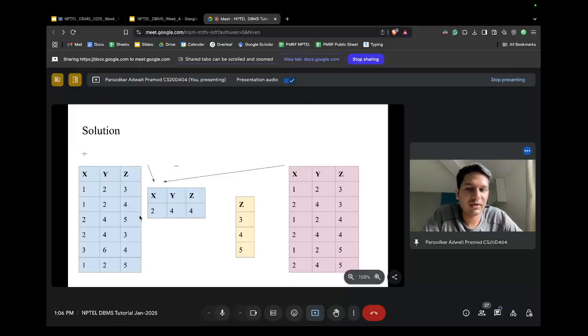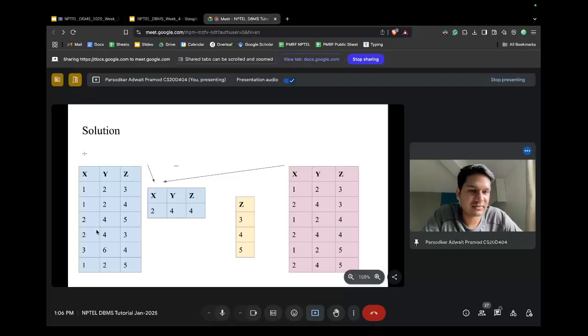So I do red minus blue. So when I do red minus blue, what do I get? I get all the tuples or all the rows in the red table which are not present in the blue table. So what are such rows? It is only 244, which is present in the red table but not in the blue table.